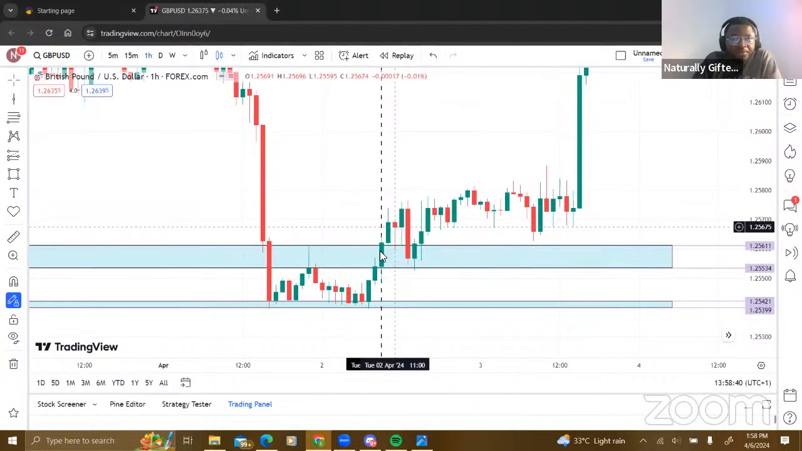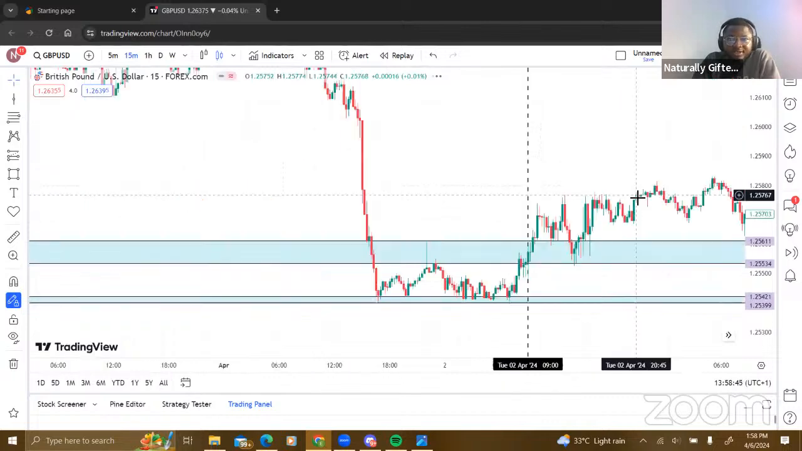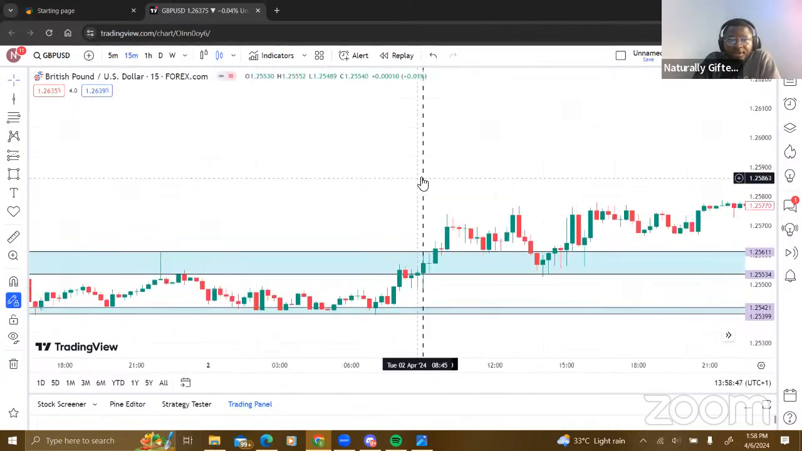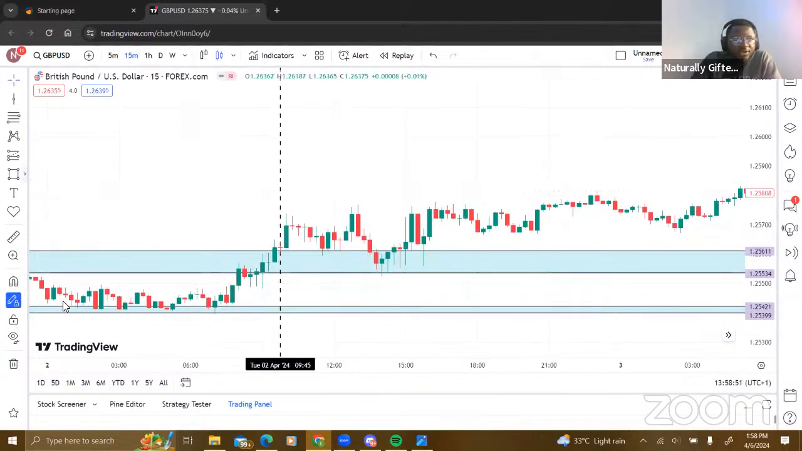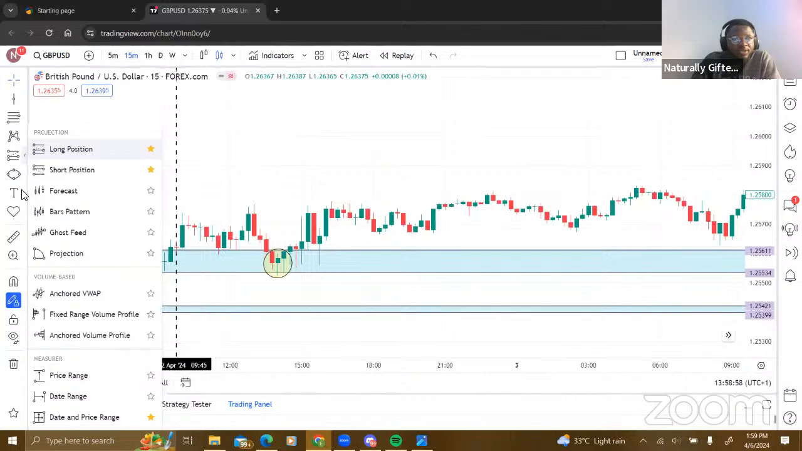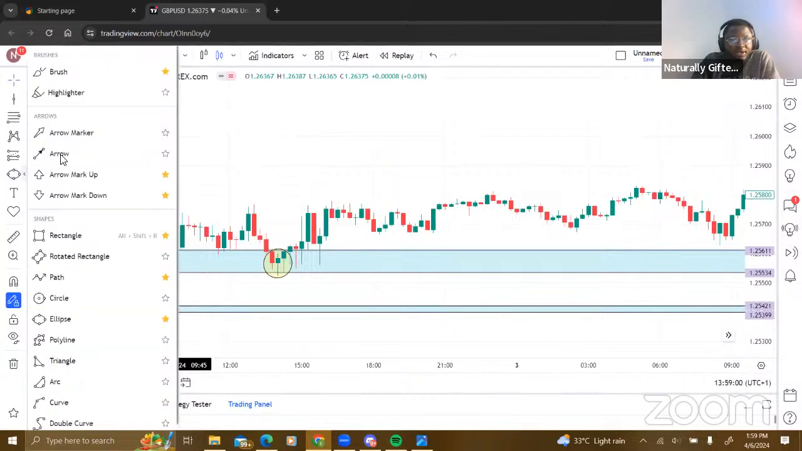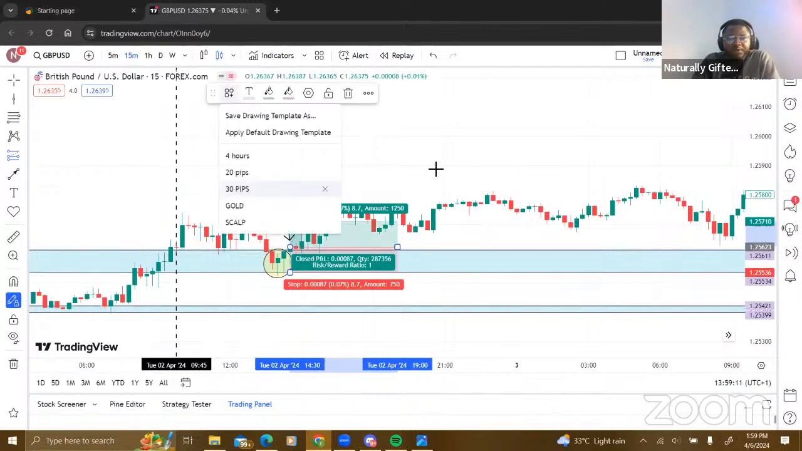You identify the break, you switch to 15 minutes, look for the retest, which is what you have here. Get a confirmation, which is the candle that closes above the zone after the retest. Pick up your buy. Boom. 30 pips stop loss, 30 pips take profit.